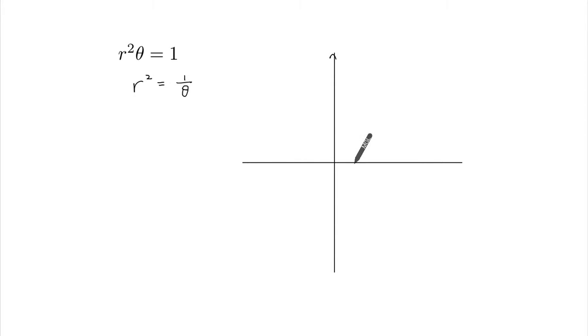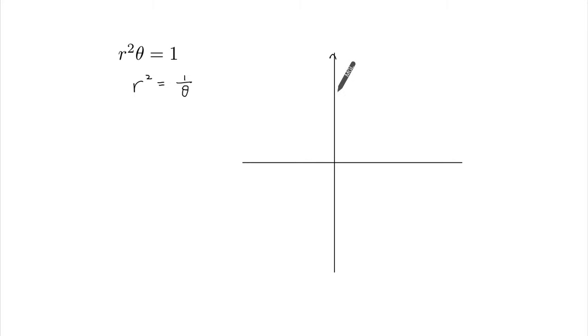Alright, so let's write this as r squared is equal to 1 over theta. And note that this means we cannot have any negative rotation, which doesn't really matter, because we can always go around in circles in the positive direction. Now r is always going to be the square root of 1 over theta.